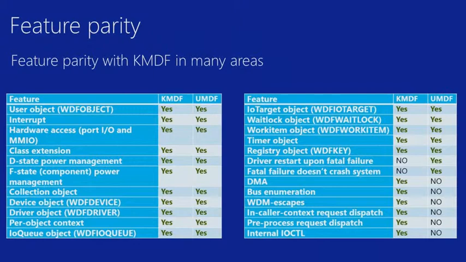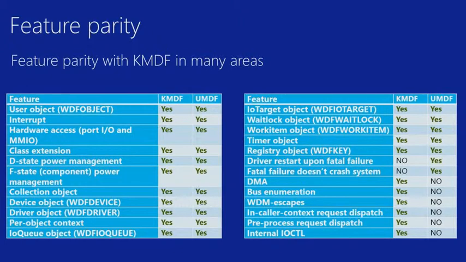Now, there is a lot of feature parity that we gained with this release as well compared to legacy UMDF. For example, in this table, you could see in many areas, both KMDF and UMDF support the features. For example, WDF object, WDF device, WDF driver, IO queues, targets, and utility objects such as wait lock and work item, and WDF key. However, there are still certain areas where UMDF does not support certain features.